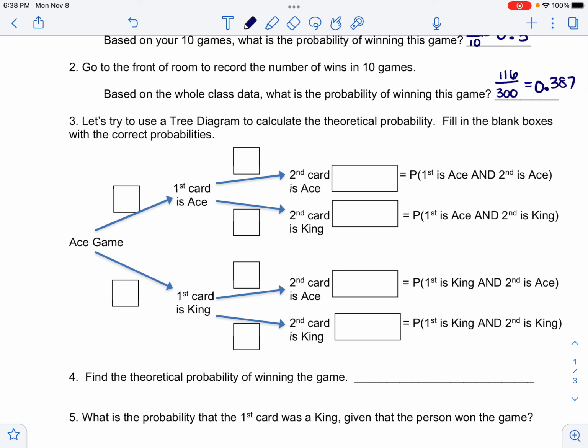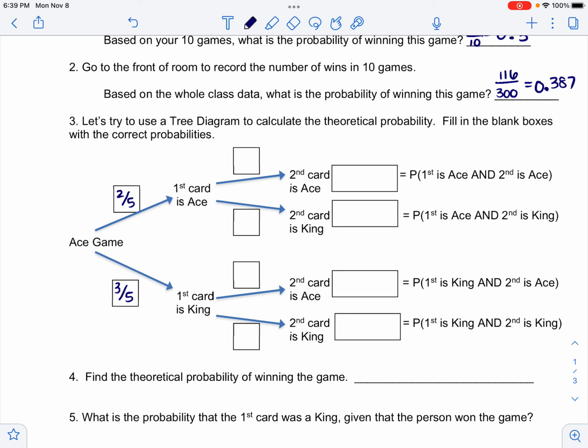So in the ace game, the first step is to deal a card, right? Pick one card, and the probability that that first card is an ace, well, there's 2 aces out of the 5 cards total, so that's 2 out of 5. And now the probability that the first card is a king, well, there's 3 kings, so that's 3 out of 5. So we have our ace, and then we have our king.